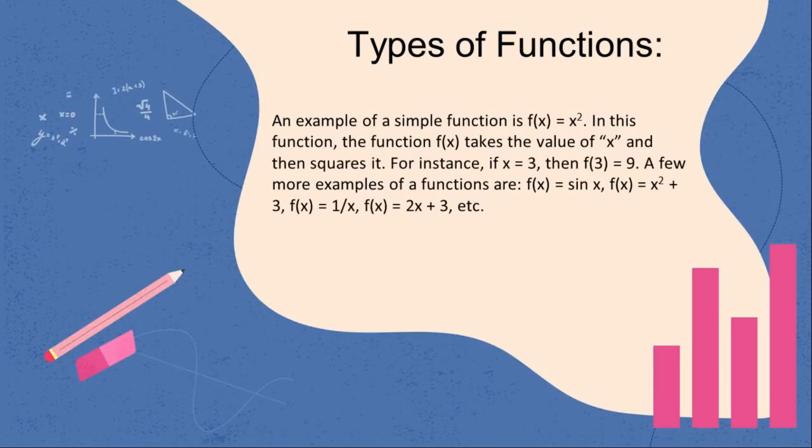Types of functions. An example of simple functions is f of x equal to x square. In this function, f of x takes the value of x and then squares it. For instance, if x equal to 3, then f of 3 equal to 9. A few more examples of function are f of x equal to sin x, f of x equal to x plus 3, f of x equal to 1/x, f of x equal to 2x plus 3, etc.